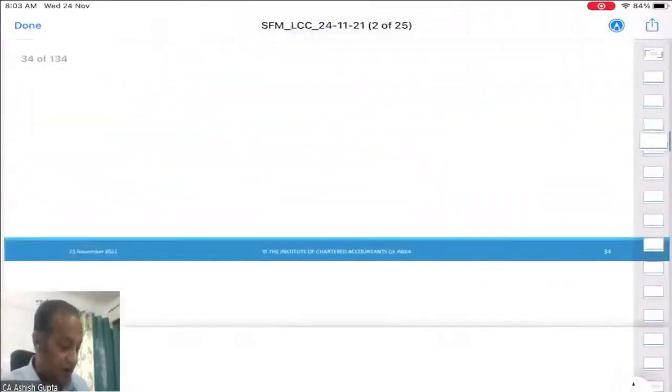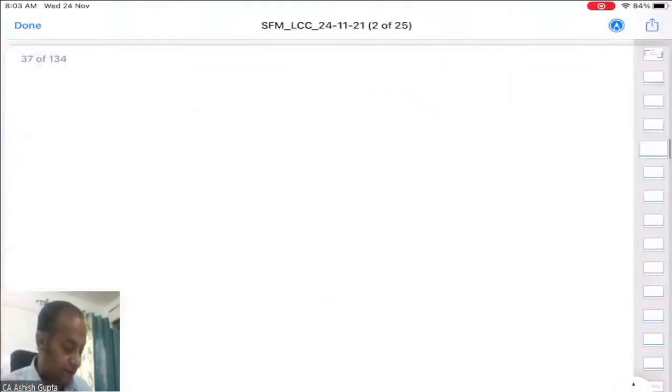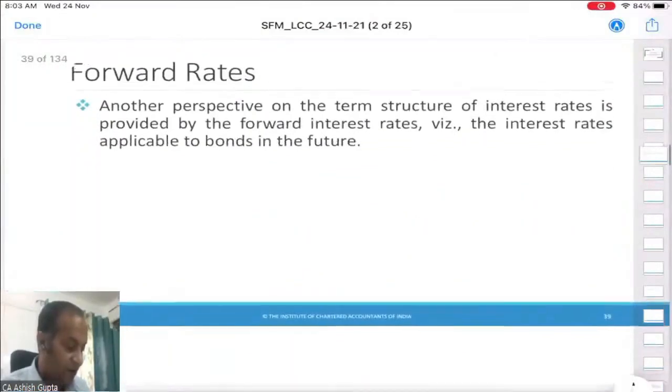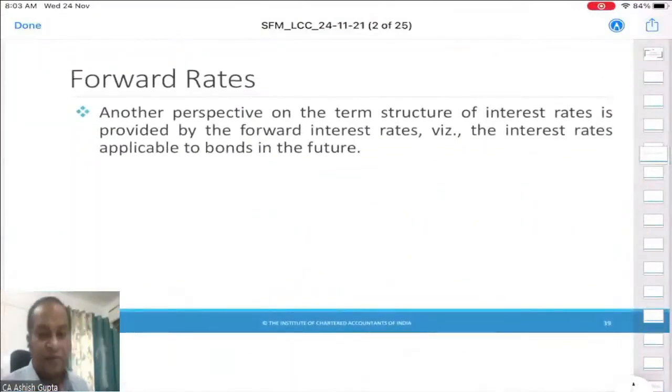Okay students, now there is another term, forward rate. Just have some patience. We have some discussion on this theory because it is going to end, then we will start our numericals. Then you will understand how we use these terms. Please read the slide carefully.